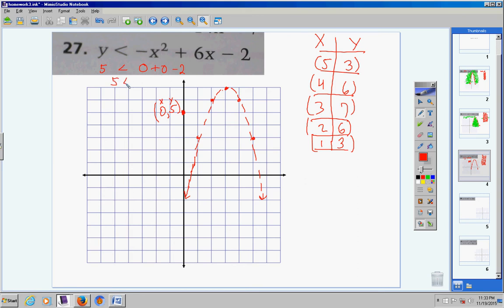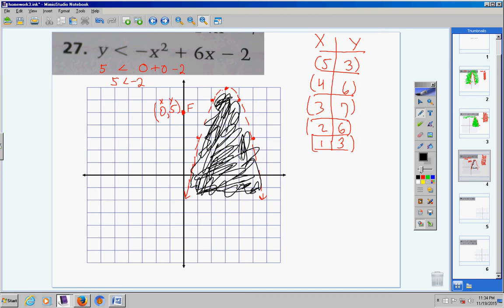So 5 is less than negative 2. That's false. 5 is greater than negative 2, so this ordered pair is false. So I'm going to shade inside the parabola, not on the outside, because the point on the outside failed. Now remember, the point you pick to test, it can lie on the inside or the outside. It doesn't matter. Just make sure you know where it lies. Okay? Alright, moving on to 28.